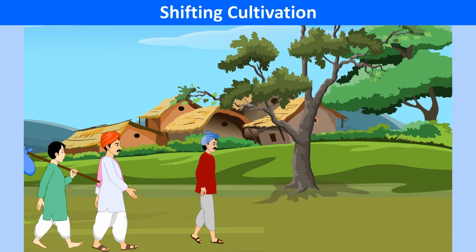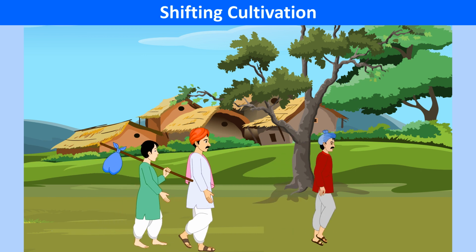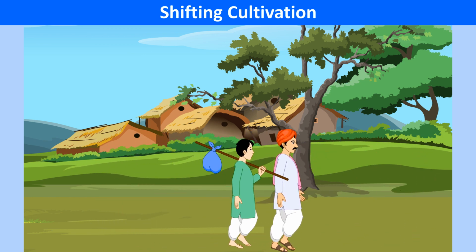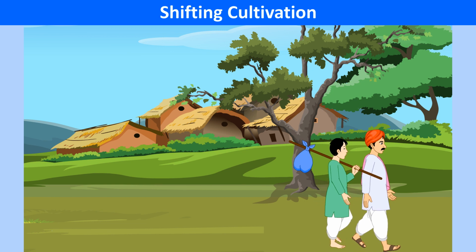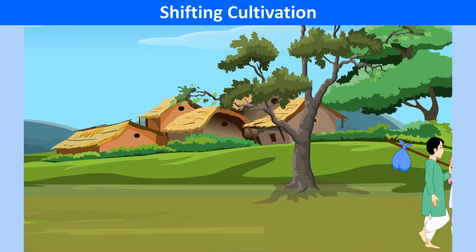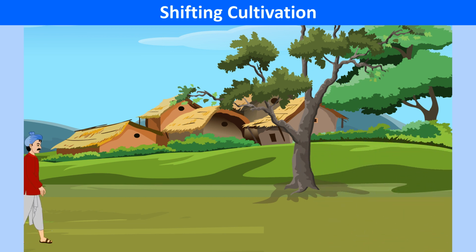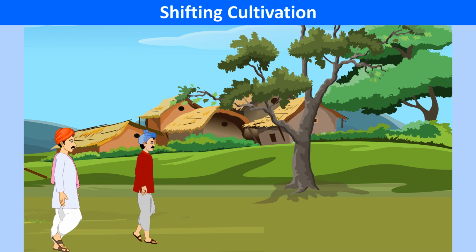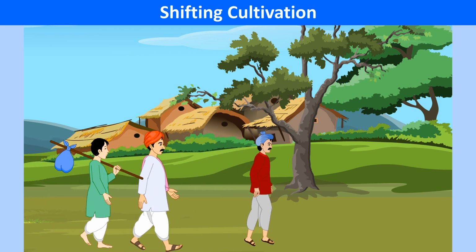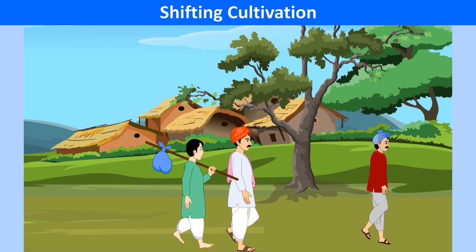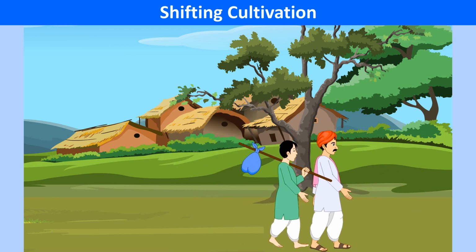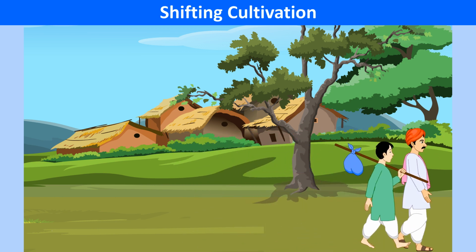Consequently, they build only temporary shelters. The produce is for family consumption. Any surplus is sold or exchanged within the village community itself. Therefore, it is a type of subsistence agriculture only. In fact, many shifting cultivators are changing to sedentary subsistence agriculture.